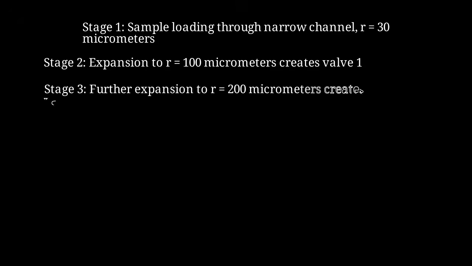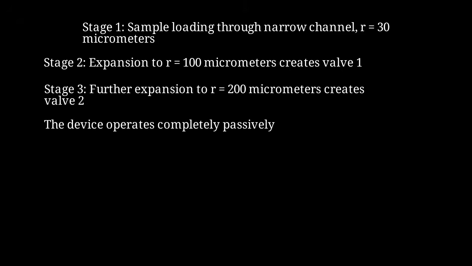Stage 3. The channel expands again to radius 200 micrometers. Capillary pressure is now only 0.7 kilopascals. This valve opens last, releasing the detection reagent. The entire device operates completely passively. Add your sample, and chemistry happens in the correct order automatically.